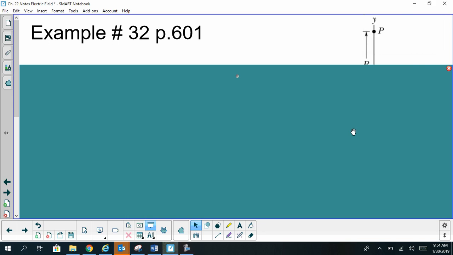Welcome back for our second example of finding an electric field at a given point for a continuous charge distribution. We are going to be looking at number 32, page 601. I'm going to start by sharing all the tactics and listing those out, and then you're going to do the example and work right beside me.